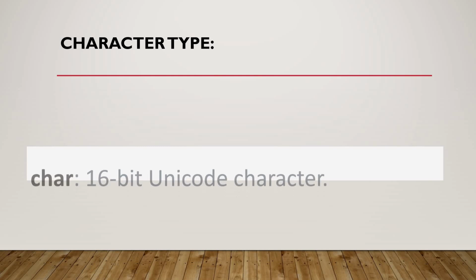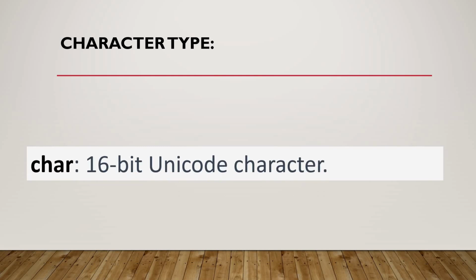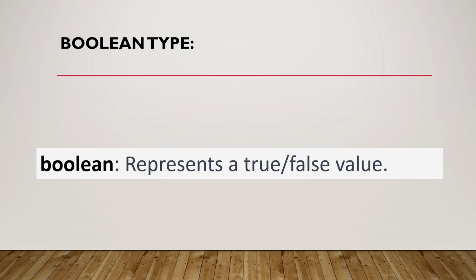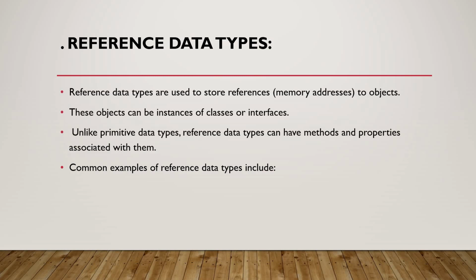Character type. So coming to the character type, it is a 16-bit Unicode character. It can store a character like A, 5 or E, a single character enclosed within single quotation marks. Now coming to the boolean type. Boolean represents true or false values. So now the primitive data types are completed, which are 8: int, float, char, double, long, short, byte, and boolean.